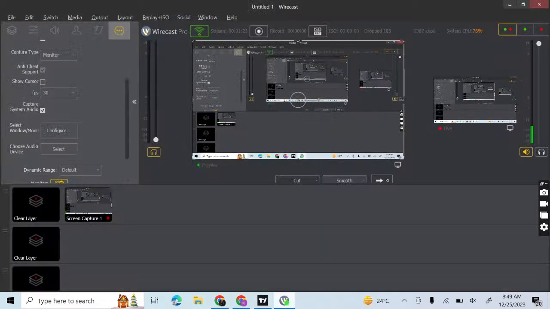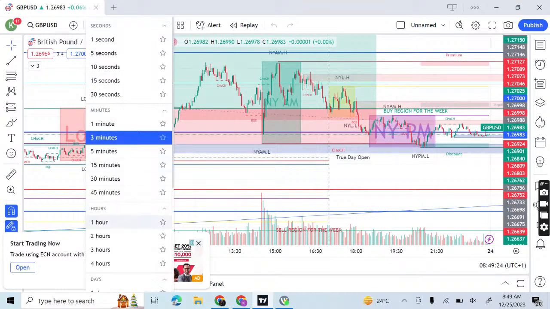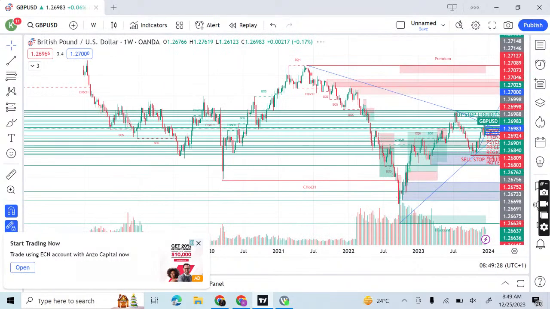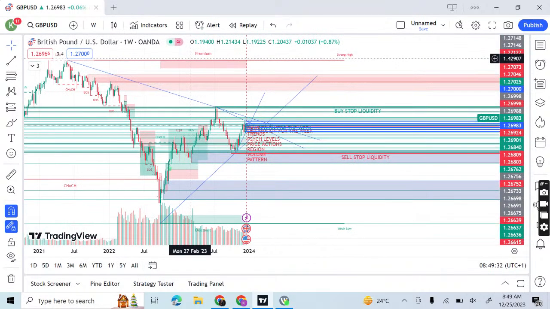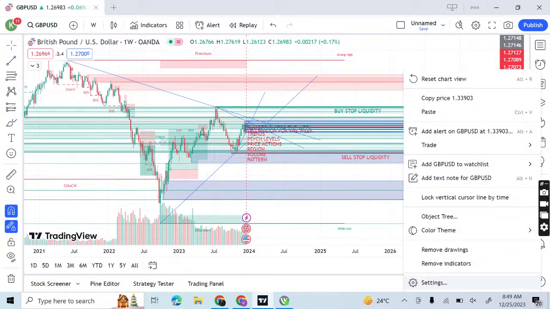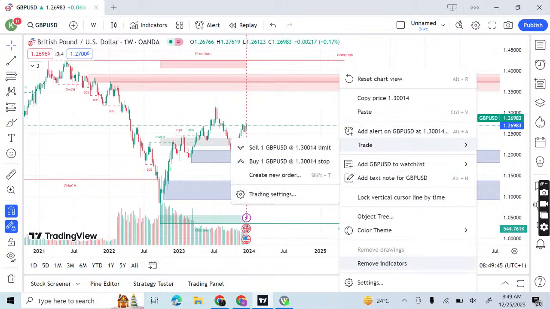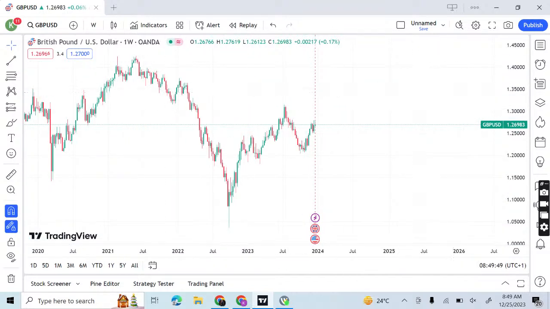My screen is on now, and I'm going to go straight to the 1 week time frame where we usually start our weekly analysis from. I will also quickly take away the drawings for last week so we can deal with this week. I'm going to take out the drawings and the indicators and leave my charts blank so we can see clearly.